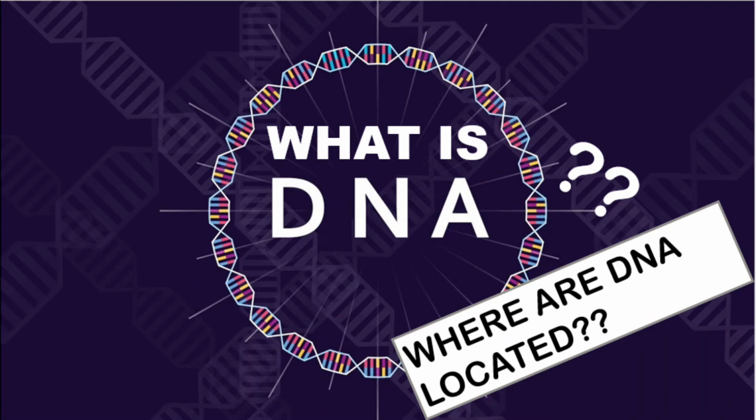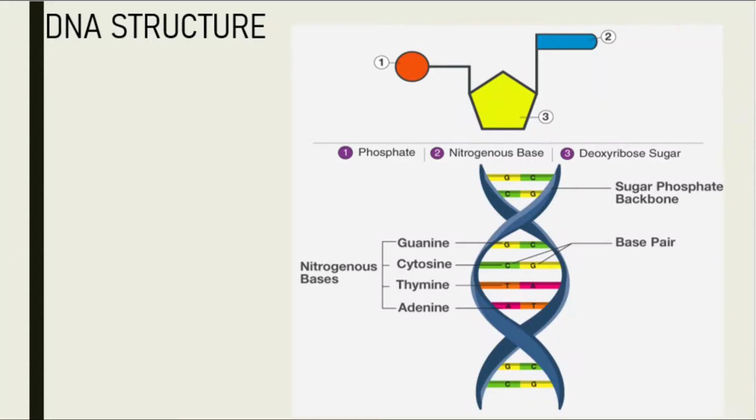DNA, or deoxyribonucleic acid, is the hereditary material in humans and almost all other organisms. Nearly every cell in a person's body has the same DNA. Most DNA is located in the cell nucleus, but a small amount of DNA can also be found in the mitochondria.